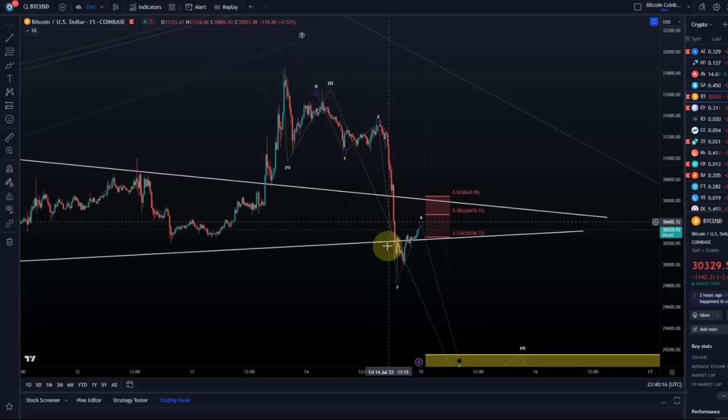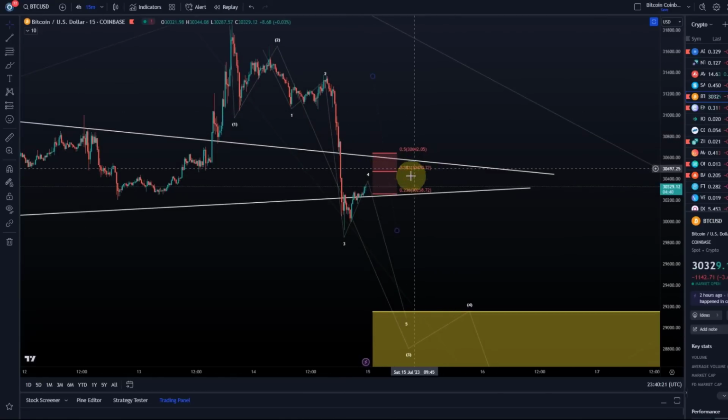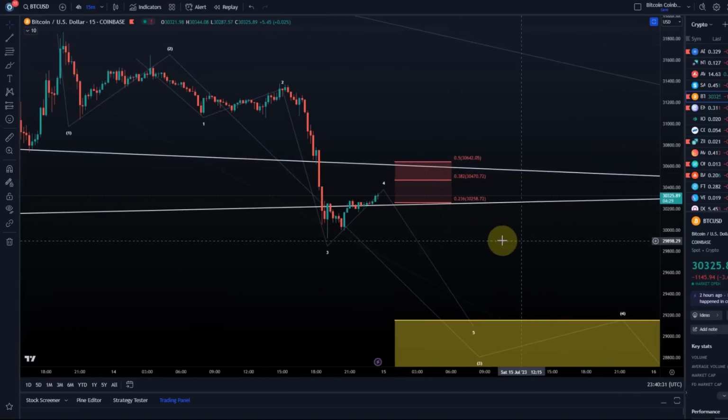So in this wave 2, we measure the length of the third wave, look at the retracement levels, and the fibs are here between 30,258 and 30,640. Again, as long as we stay below that level, the focus is down. I think we could be looking at a wave 4 weekend here. This could play out for a little while.